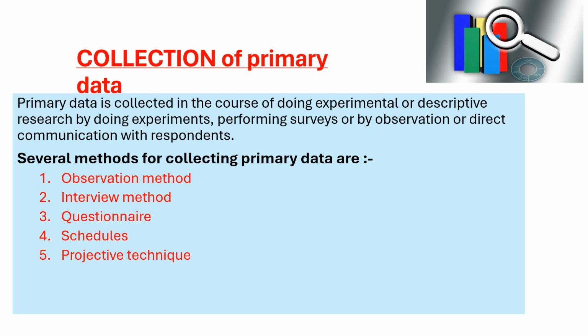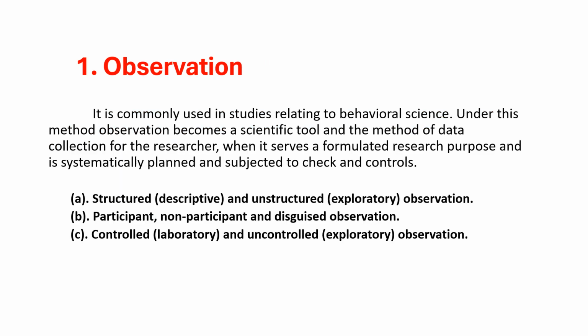Collection of primary data. Primary data is collected in the course of doing experimental or descriptive research by doing experiments, performing surveys, or by observation or direct communication with respondents. Several methods for collecting primary data are observation method, interview method, questionnaire, schedules, and projective techniques.